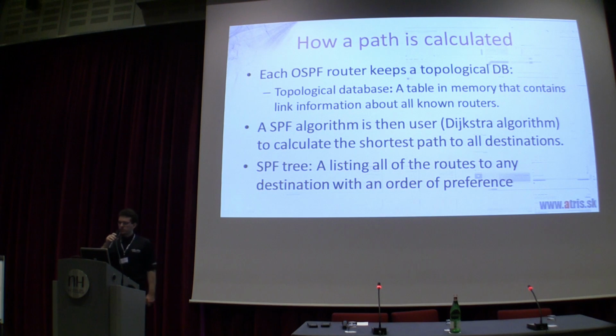So how is a path calculated through the network? Each OSPF router has a topological database. So a topological database is just a table in memory that contains link information about all known routers. Then an SPF, so shortest path first algorithm, is used to calculate the shortest path to all destinations in the network. And an SPF tree is formed, listing all the routers and listing all the routes to any destinations with an order of preference.